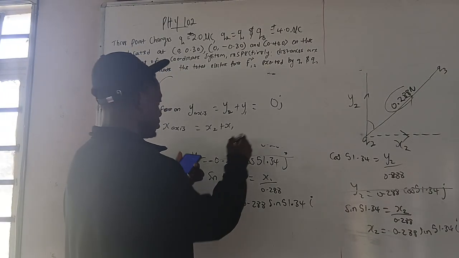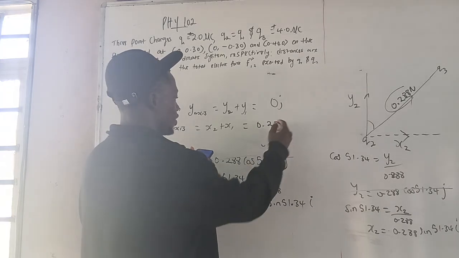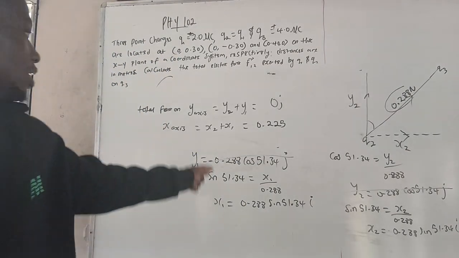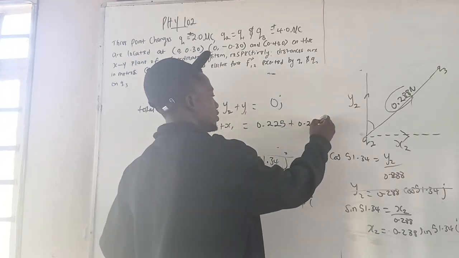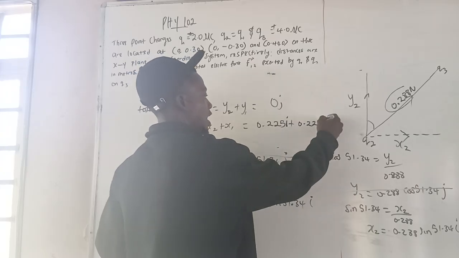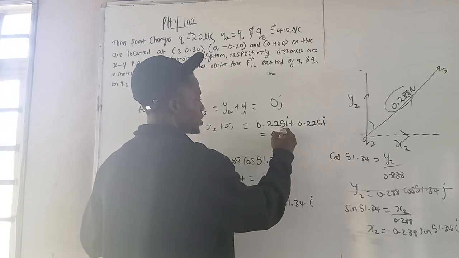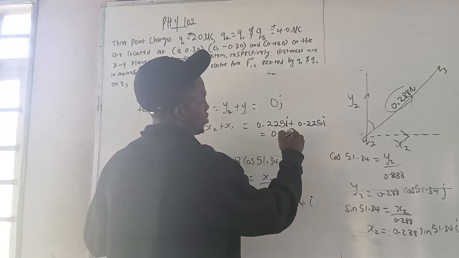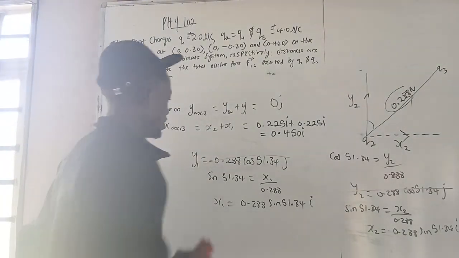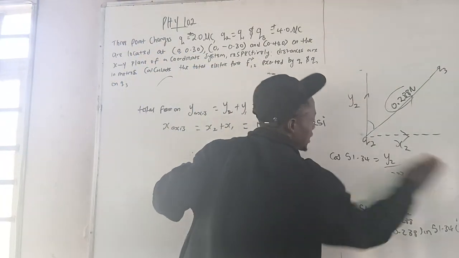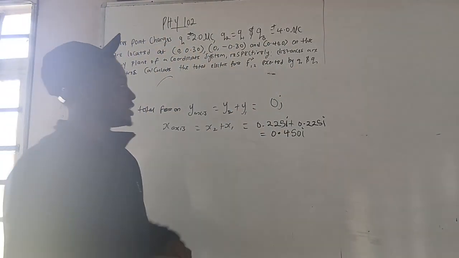That is equal to 0.225. That is 0.225 plus, no, both of them are the same and both of them are positive. 0.225. On the x-axis, this one gives us 0.450 i. 0.450 i. Are we together? So now that is the force, the force acting on Q3 by Q1 and Q2 are this.